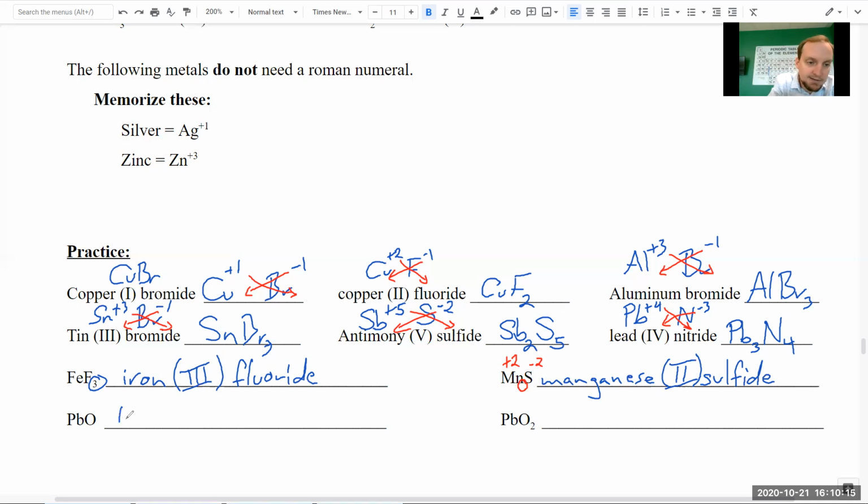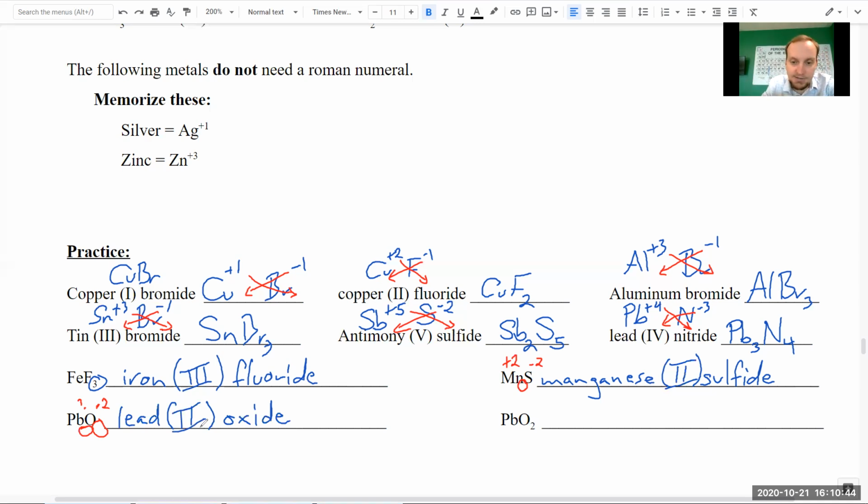PbO, Pb is lead. Lead is a transition metal, and then oxygen becomes oxide. So again, same thing. The charge of the lead should be right here. But again, you know that oxygen is a -2. Since I don't see the -2 here, what is the charge of lead? You guessed it. In this case, it must be lead 2 oxide.